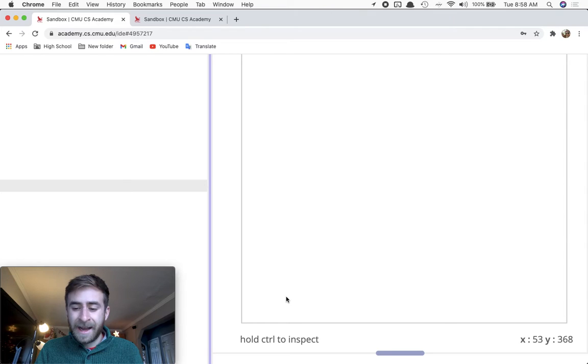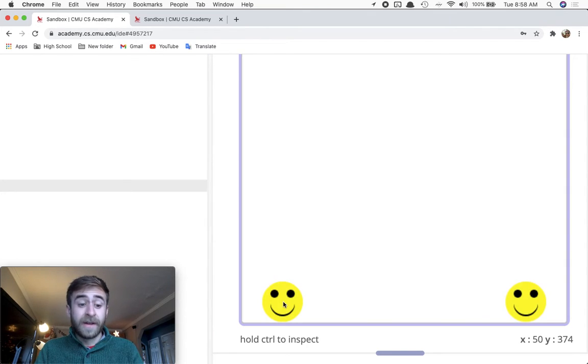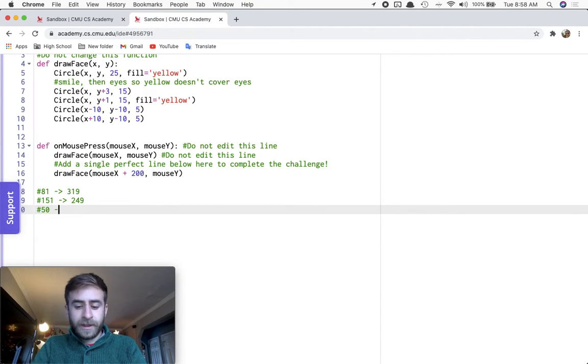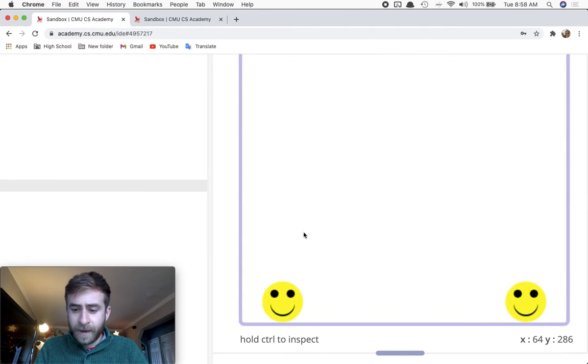Let's try at 50 in the x. So if I start at 50 in the x, it goes to 350. Okay. 50 to 350. Let's keep going. What if I do 100 in the x? 100 in the x.